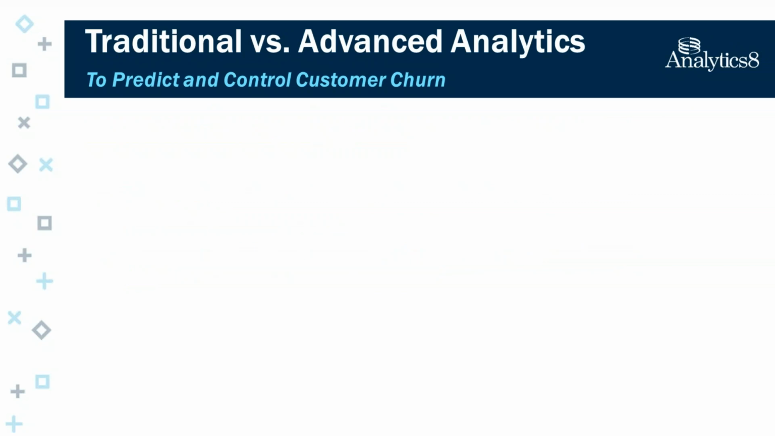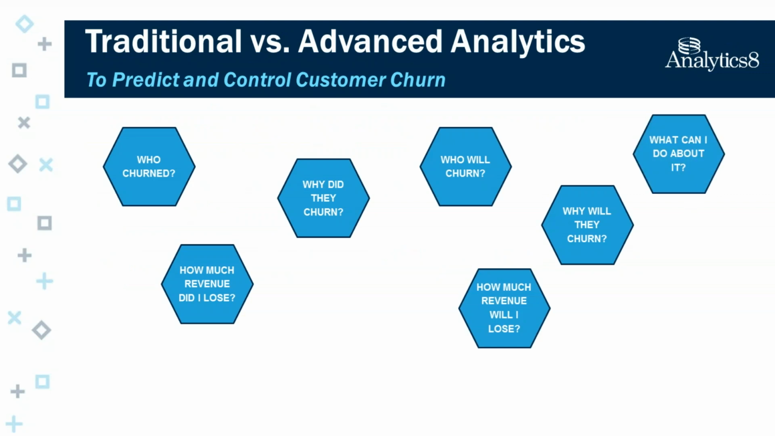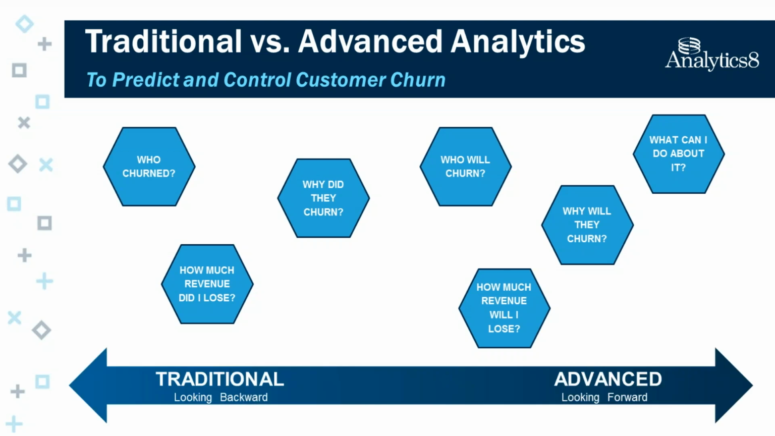So in order to get a better handle and start to understand customer churn, there's a bunch of questions that we can ask. Some of them are, at a very high level: Who churned and why did they churn? When we introduce advanced analytics in this, we can start to look forward. We can say, who will churn and why will they churn? Obviously, we want to know the impact on revenue, but then also a very advanced question that we can ask when we introduce machine learning models to our system is, what can I do about it?